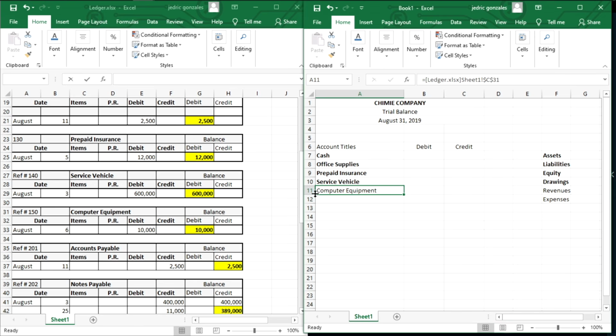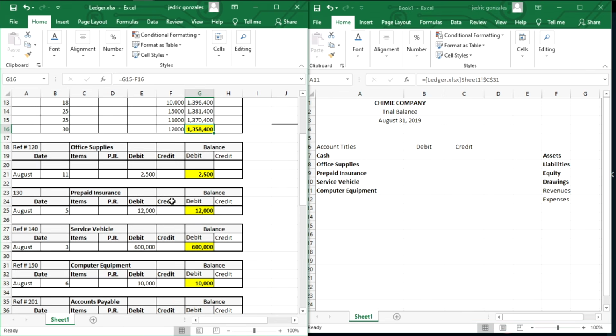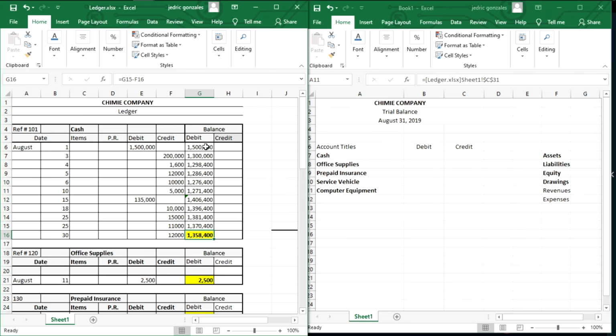Pagdating kay computer equipment, stop na tayo kasi ang sunod na ay accounts payable, which are the liabilities. Tapusin lang muna natin ang mga assets. Okay. Kung ang normal balance ng mga assets ay debit, dapat sa debit mo rin ilalagay yung mga accounts nila.